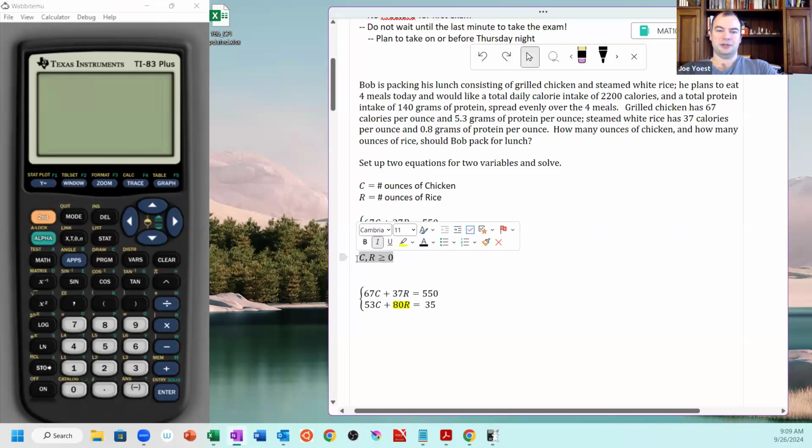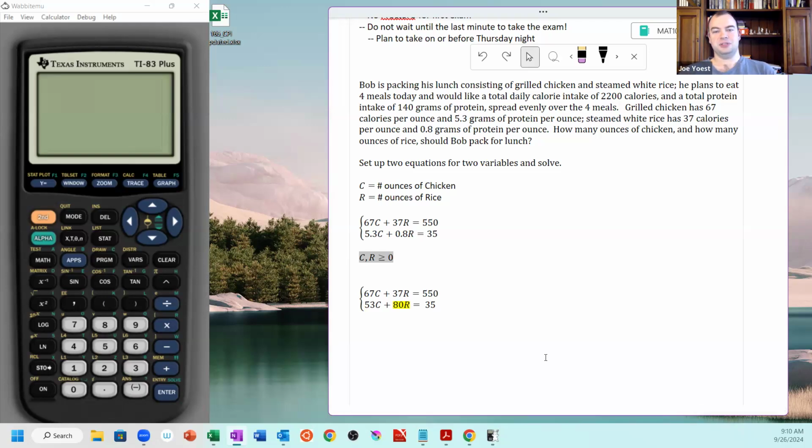We also have the practical constraint that, well, mathematically we might solve this system and it says you want -2 ounces of chicken and 8 ounces of rice, but that's not practical. So chicken and rice need to be non-negative. We need to have only non-negative amounts of each of those for this to be an actual practical solution.